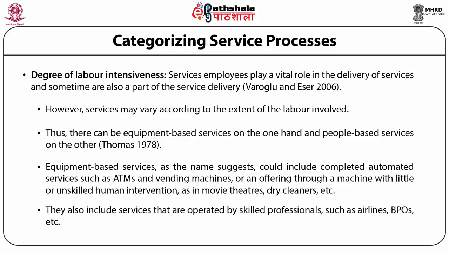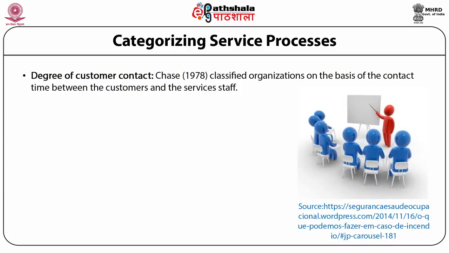They also include services that are operated by skilled professionals, such as airlines, BPOs, etc. People-based services can again be classified into unskilled, like guards and cleaning services, and skilled services like printing, appliance repair, and catering. There could be even professionals in services like engineering, management consultants, data processing, and medical services, to name a few. Degree of customer contact can also be used to classify the services.